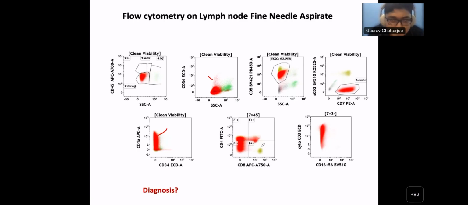There's a question in the audience. I thought 34 negative can be blast. Do we do TDT also in flow? Yes, we do, sir. But the problem is it is a nuclear marker. So if it comes positive, it's nice. But if it's negative, we cannot totally exclude the possibility that it will be positive. So we don't give too much importance to TDT on flow, but we do in this kind of cases.